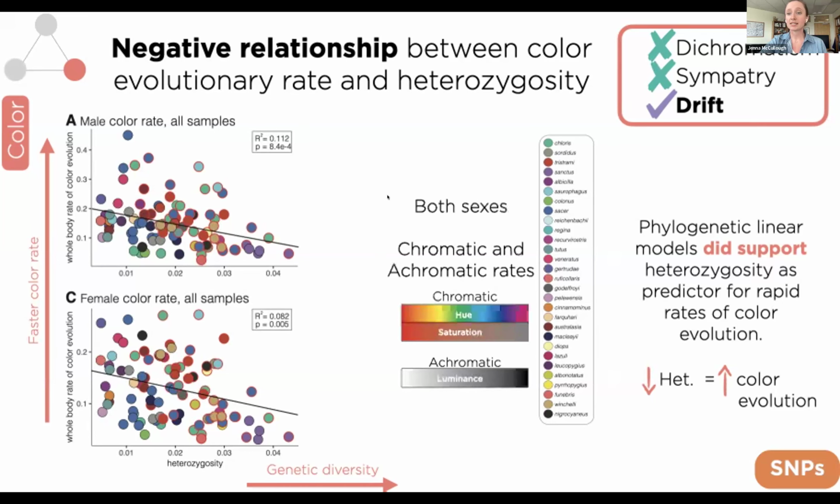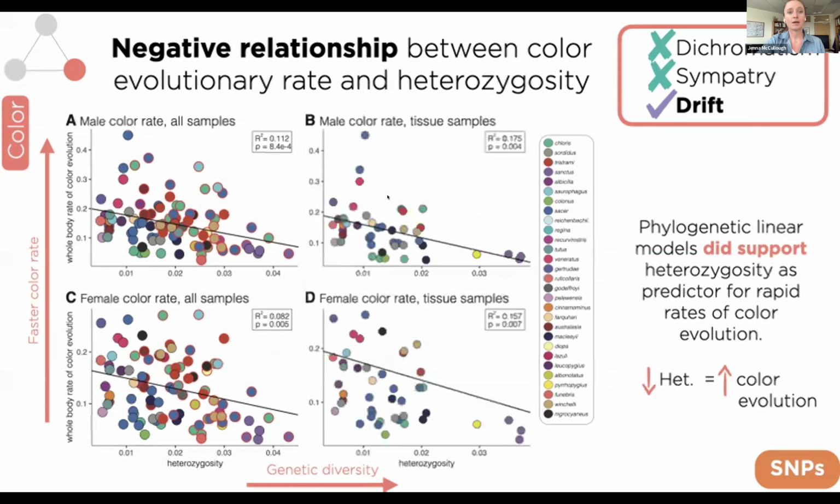This was supported for both sexes and both color rates. These red outline dots here are estimates derived from toe pads of museum specimens, which are likely overinflated due to issues with degraded DNA. When I removed any taxa that were represented by these toe pads, this pattern held with only half of the diversity still represented.